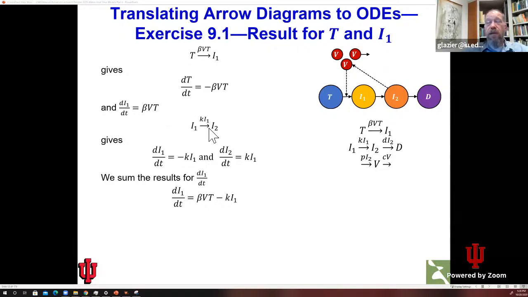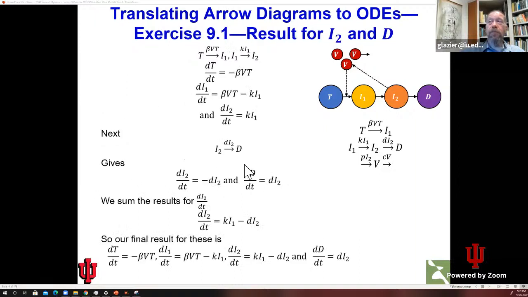I1 also shows up in that second arrow diagram. I1 goes to I2 at a rate kI1. That gives us the term dI1/dt equals minus kI1. And so I have to add those two together. And that means dI1/dt is equal to beta VT minus kI1. And I have this hangover, dI2/dt equals kI1.